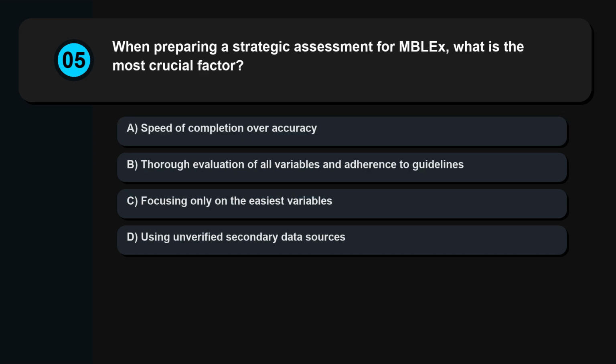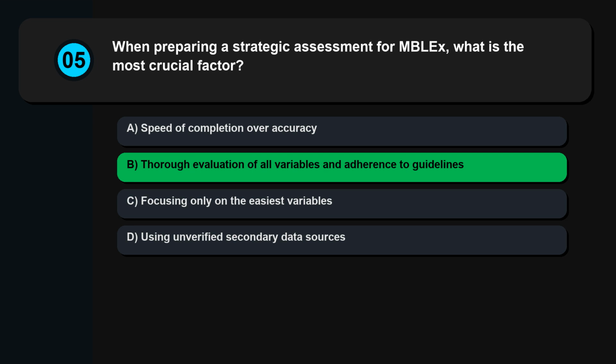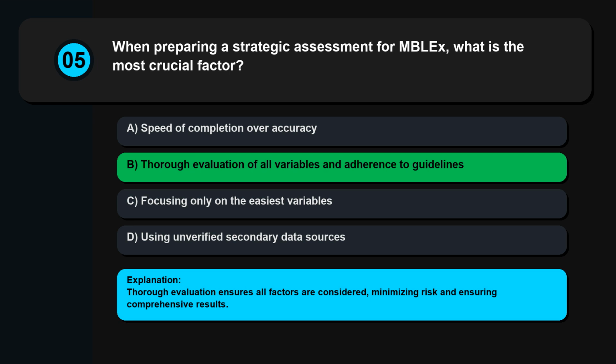Question 5. When preparing a strategic assessment for MBLEx, what is the most crucial factor? Speed of completion over accuracy, thorough evaluation of all variables and adherence to guidelines, focusing only on the easiest variables, using unverified secondary data sources. Thorough evaluation ensures all factors are considered, minimizing risk and ensuring comprehensive results.